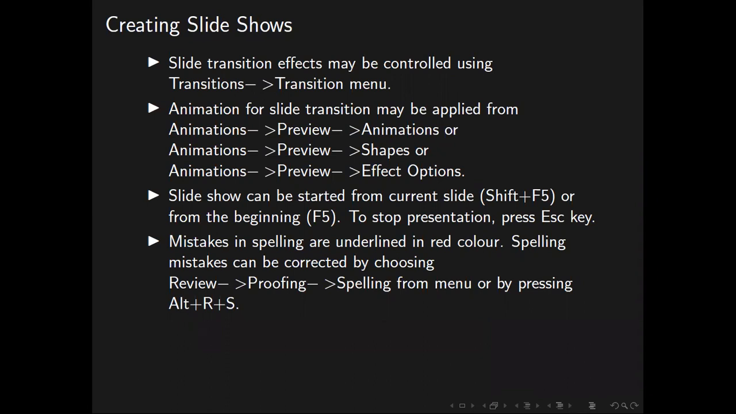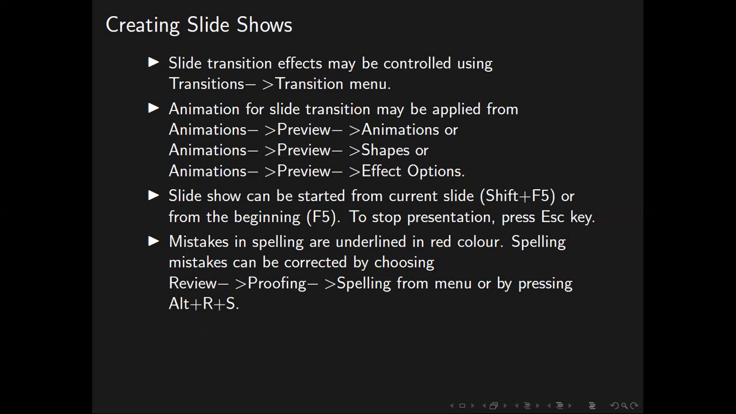I told you F7 and Shift F7 are the shortcuts for what? For two items. What are they? Spelling and grammar, and thesaurus. The shortcut for spelling and grammar is F7, and the shortcut for thesaurus is Shift F7. I am repeating because they may offer 2 marks for this question.